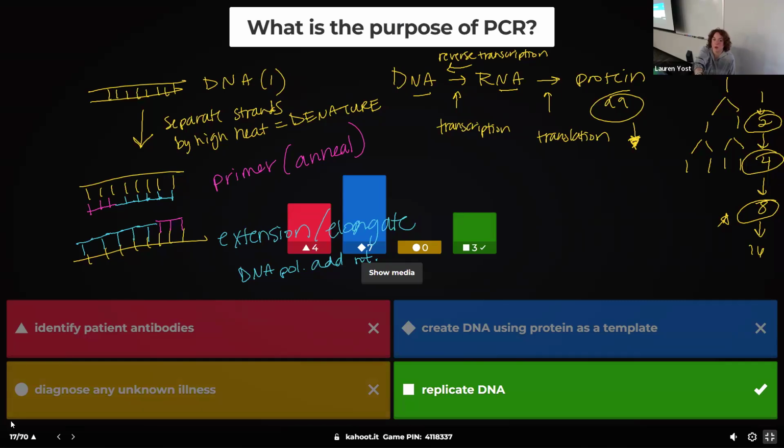This, by the way, if you are a math person, if you're not a math person, shut your ears for a second. If you're a math person, the equation for this is 2 to the n, where n is the number of rounds. It's an exponential growth.